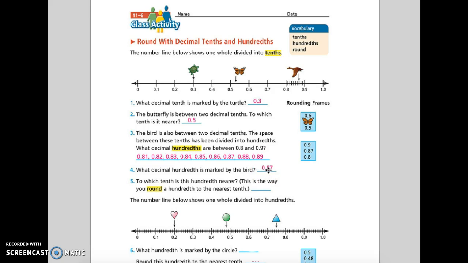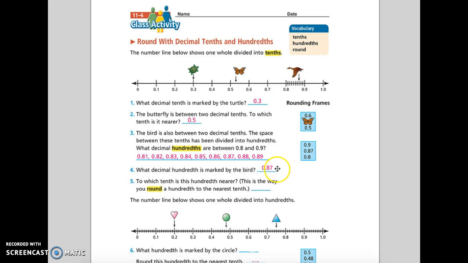All right, good. Now, to which tenth is the hundredth nearer? This is the way you round a hundredth to the nearest tenth. So even though I have this hundredth, it says 87 hundredths. Which tenth is it closest to? And look at this, and it's closest to 9 tenths.